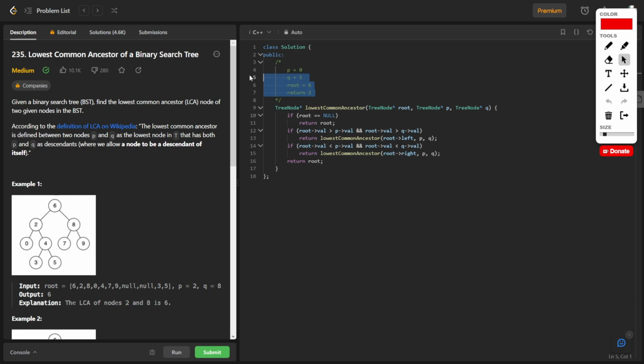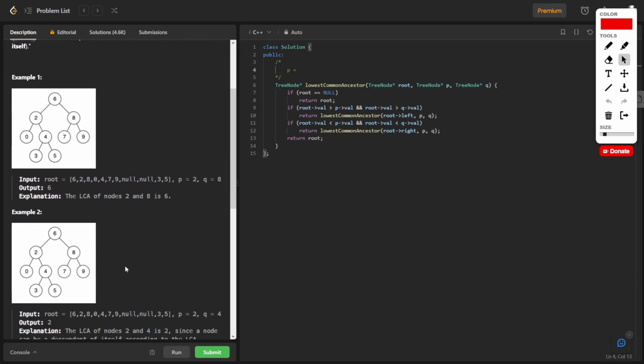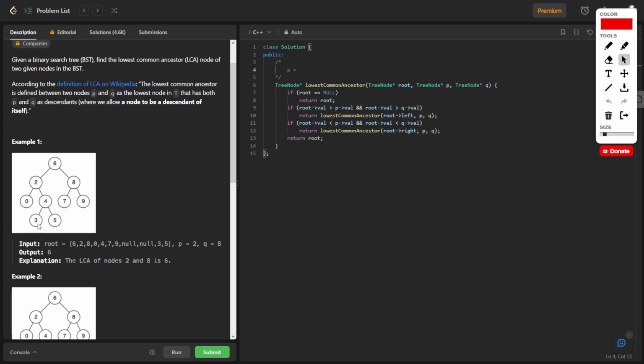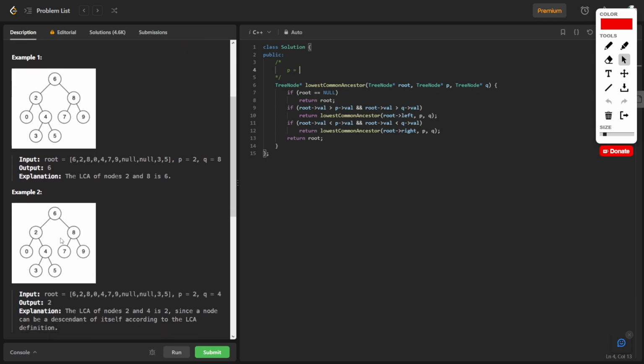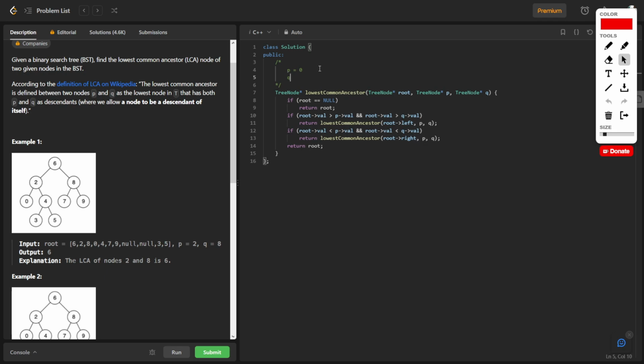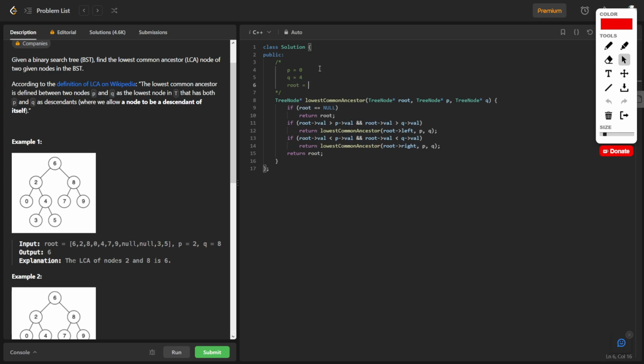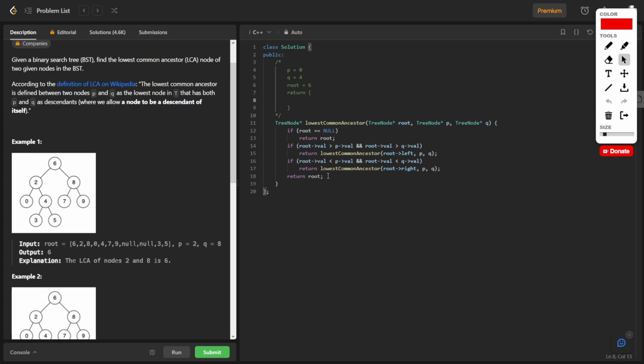I'll use another example. Let's say something random, like, I guess you can use 0 and 4, right? So P is 0, Q is 4, and our root is 6, right? So first thing we check, is our root more than 0? Yes. Is our root more than 4? Yes, so we go to the left, which is 2. So root becomes 2 again. And then is 2 more than 0? Yes, but it is less than 4, so this is disregarded.